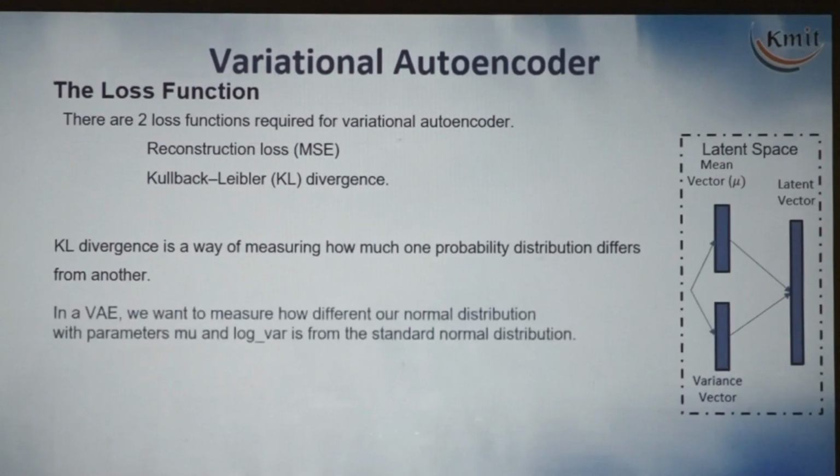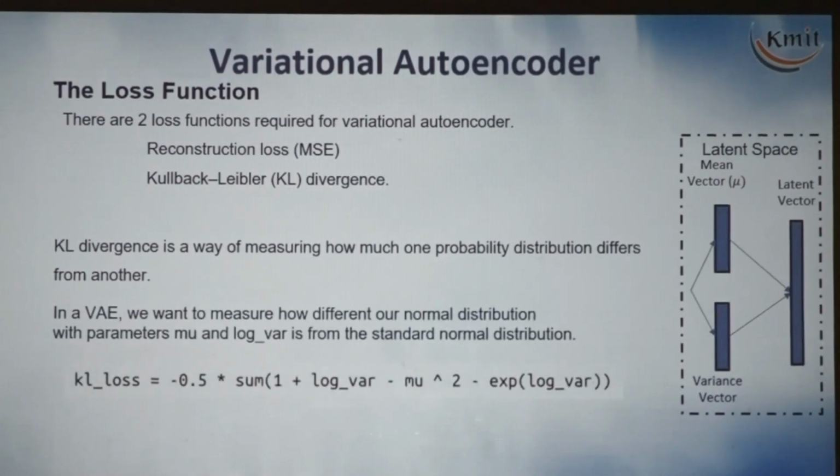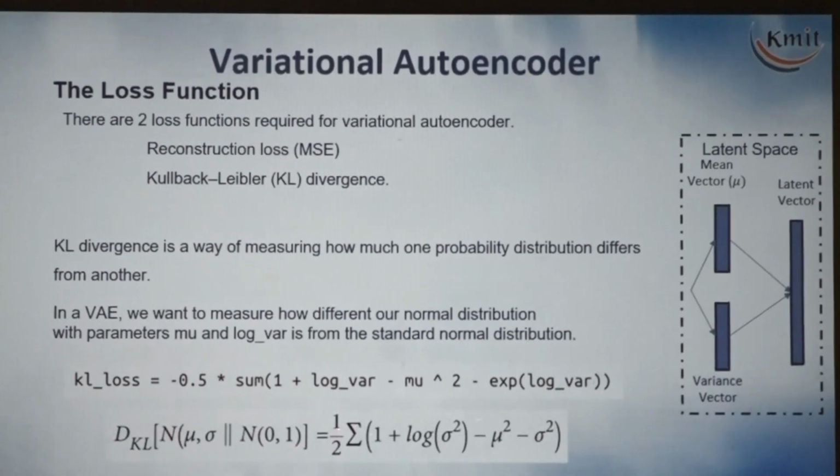And how can we calculate the KL divergence? There is a direct formula. Actually the formula is like this: minus 1/2 sigma of 1 plus log of sigma square, that is the variance, minus mean square minus variance. This is the formula, and we will apply it directly here. 1/2 is 0.5 and so on. Right? These are the loss functions.